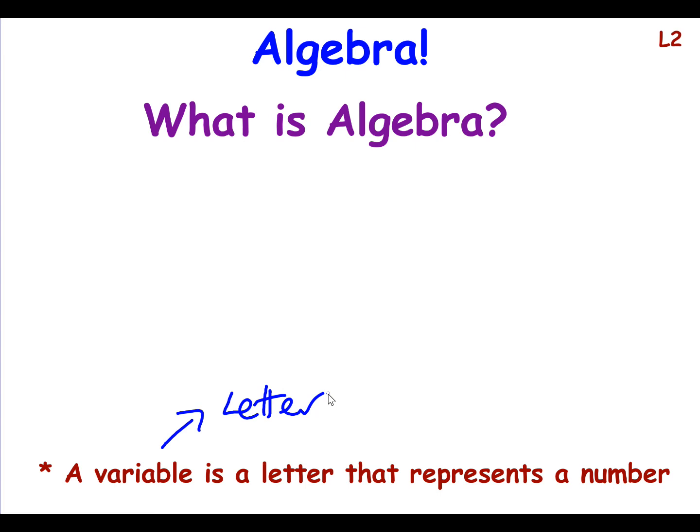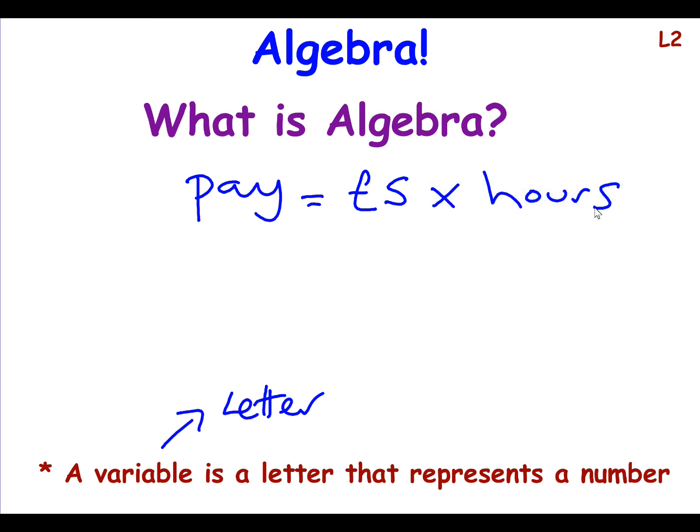So if we look at our previous formula from our level 1 section, where Sam's pay was equal to £5 times the number of hours, the next level on in mathematics for this is to replace these words for letters. So pay could be P, the £5 is just the number 5, times the number of hours, H. So what we're doing is we're swapping these long words for letters. Hours can be H. So his pay is equal to 5 times H.